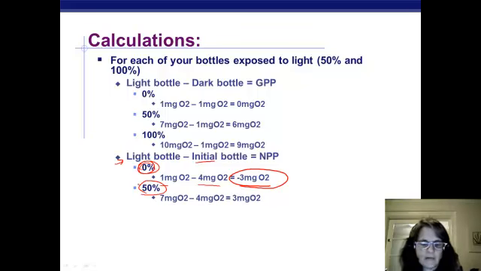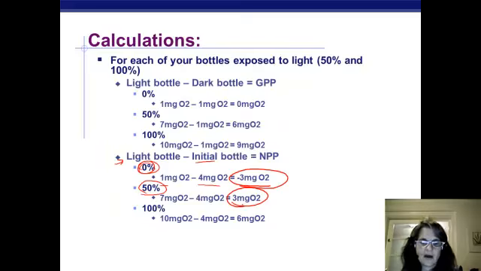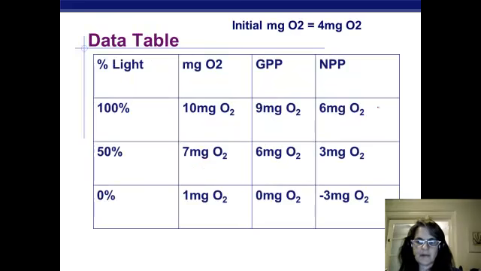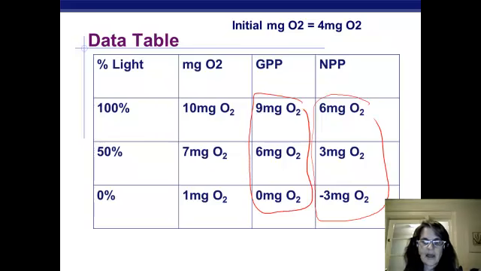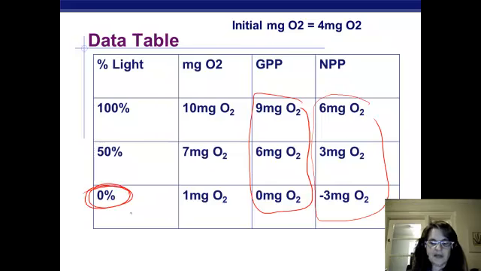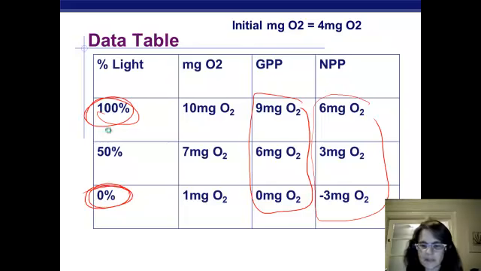50% light. We've got our 7 milligrams minus the 4 that we started with, and so our net is 3, so it's moderately productive. And in our 100%, 10 minus the 4 we started with, gives us 6. So as you can see, net primary productivity is less than gross, and we can see that productivity in the 0% light is much less than in the 100% light, which is exactly what you would expect.